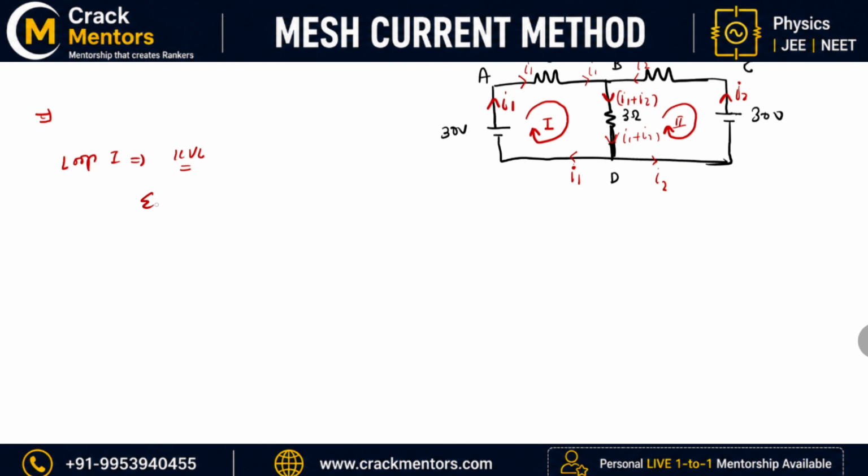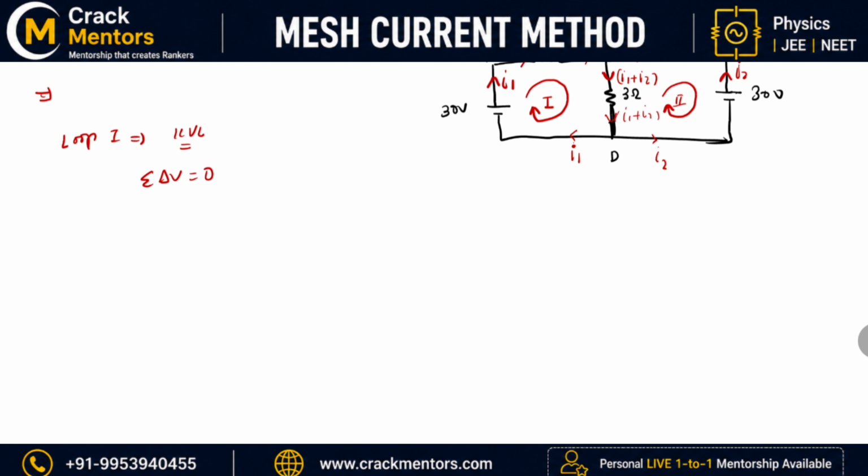So one thing is very clear: delta V is equal to 0. What is actually delta V? So I am going here like this. This is the direction of the current, and you will find that I am also going in the same direction as that of the current. So I will be writing minus I1 into 6. I am talking about this part, right? I am not talking about that second part. So I1 into 6.